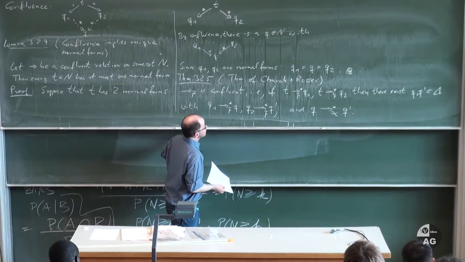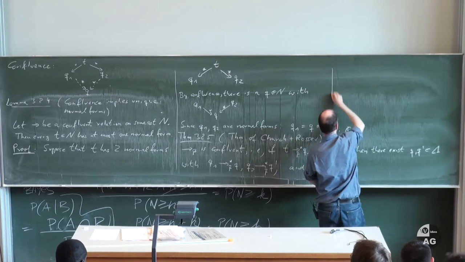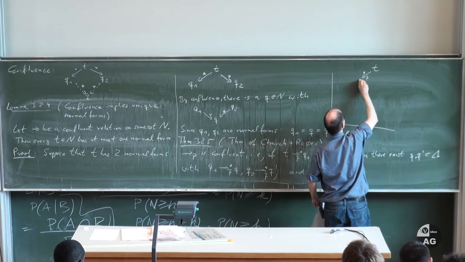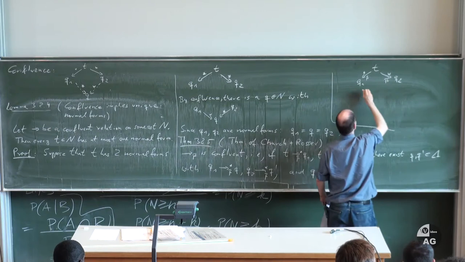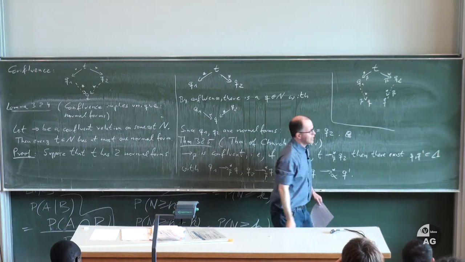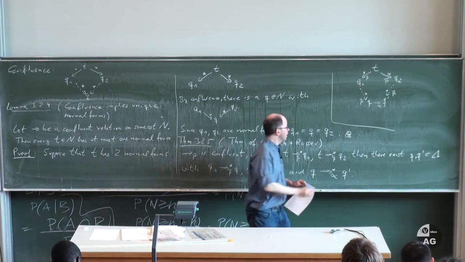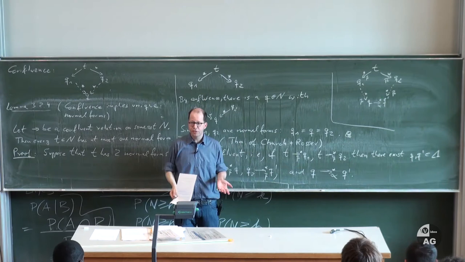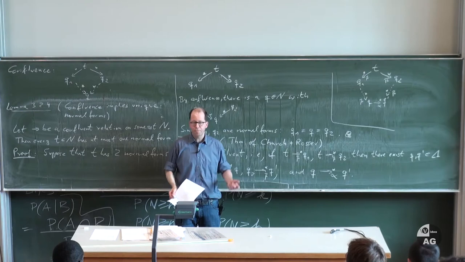If you want to depict this graphically, it looks like this. If I can come from T by beta reduction to Q1 and also to Q2, then I can join them again by going to Q here and to Q prime here. And they are identical up to alpha reduction. Terms that only differ by the names of their bound variables are considered to be equivalent. Whether you write lambda x dot x or lambda y dot y makes no real difference.